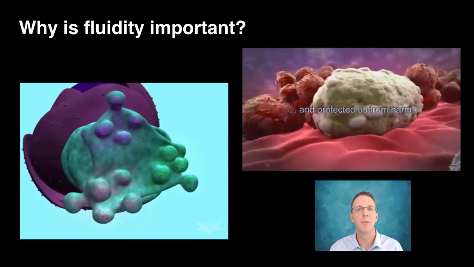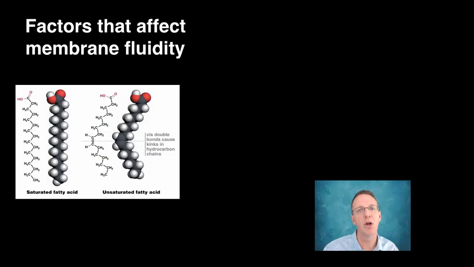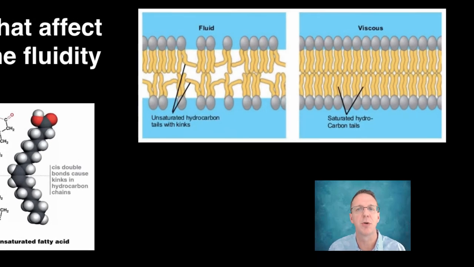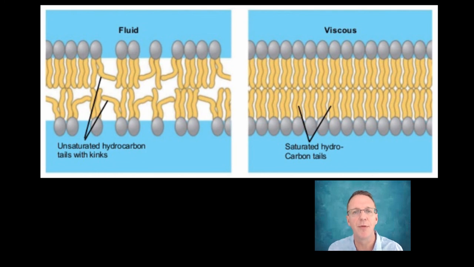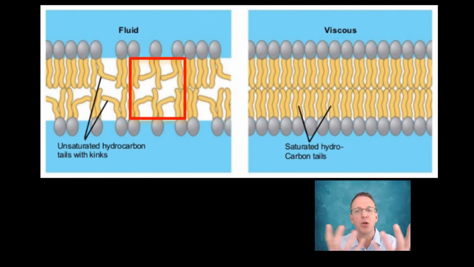The fluidity of the membrane can also change depending on the ratio of saturated to unsaturated fatty acids in the phospholipids. For example, membranes that have more unsaturated fatty acids tend to be more fluid, as there's more space for these phospholipids to move around because they can't pack in tightly together.